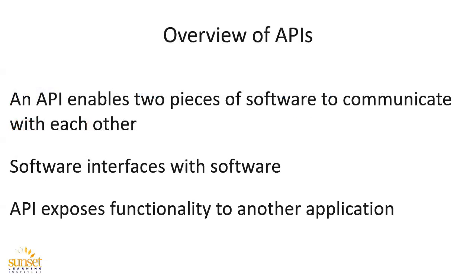An API enables two pieces of software, two different devices, to be able to communicate with each other. Software is going to interact with software. It's going to expose the functionality of a server, like WebEx Teams, to another application so that we can make changes. We can pull information, we can query, we can delete, we can add, we can update, because they're making that capability available via their API.